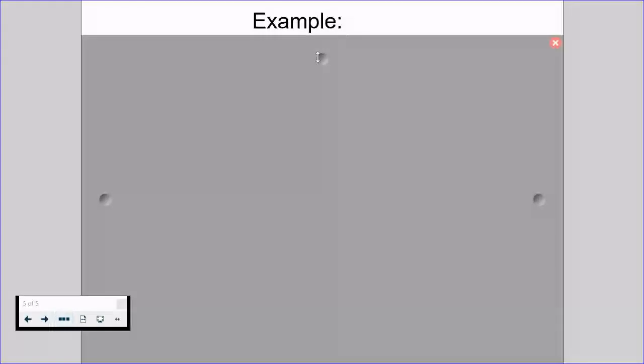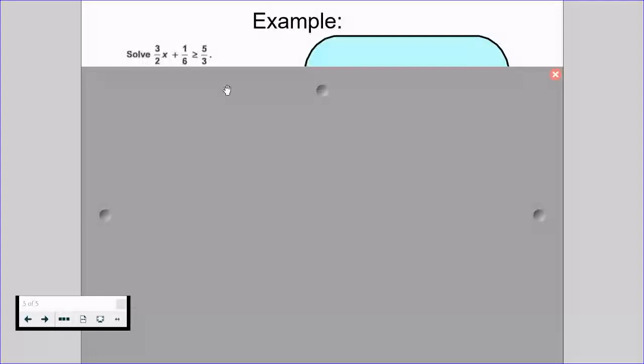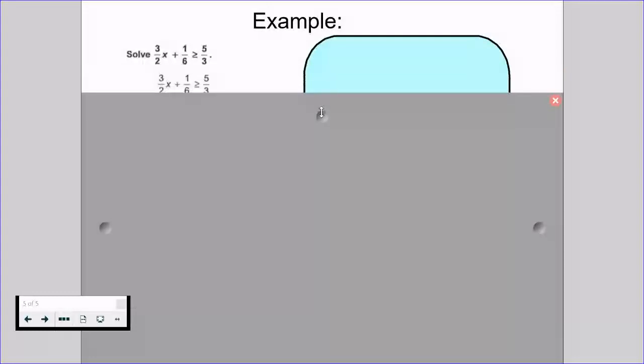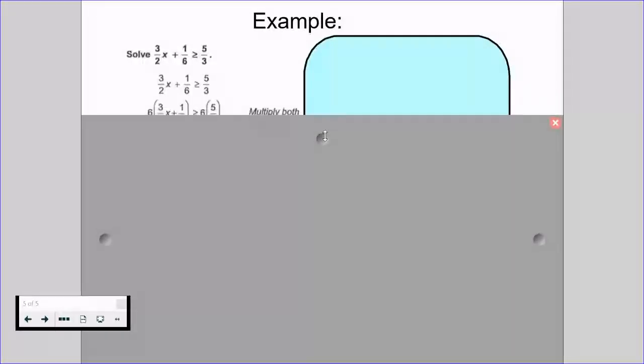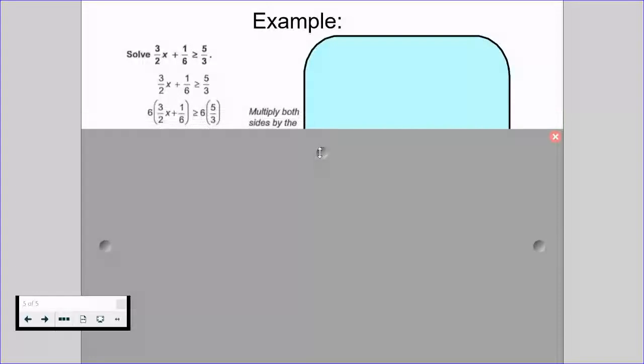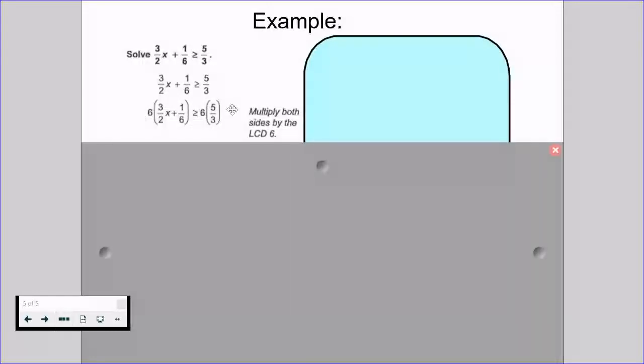Let's go through an example that is on the back of your note sheet. We're going to be solving 3/2 x plus 1/6 is greater than or equal to 5/3. So again, we want to rewrite it. We want to see if we can simplify on either side. Well, 3/2 x plus 1/6, we can't simplify that by combining like terms. 5/3 is already simplified, but here is when we can multiply by that lowest common denominator. Now our least common denominator is going to be 6.